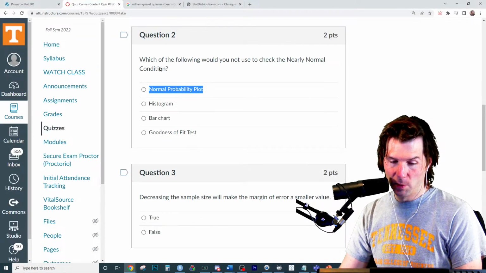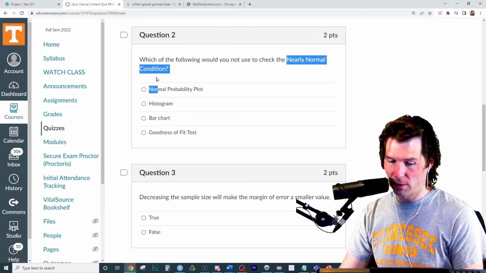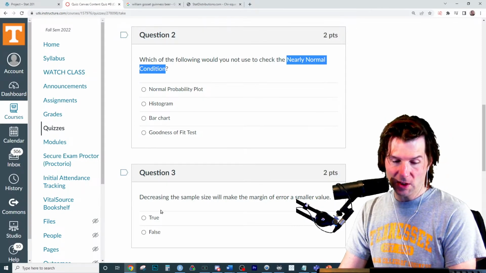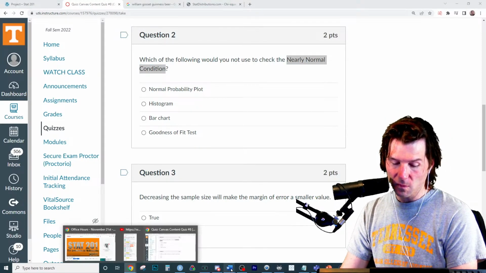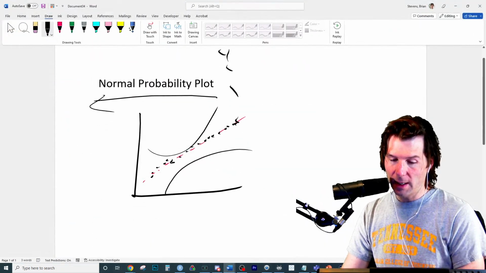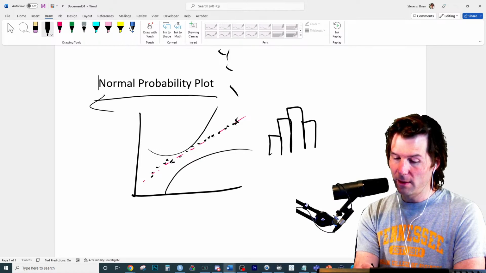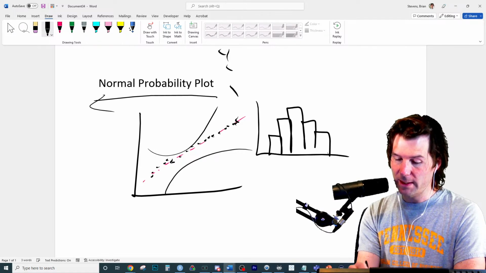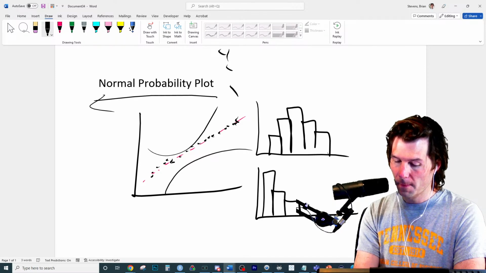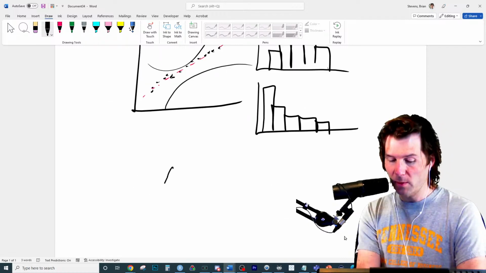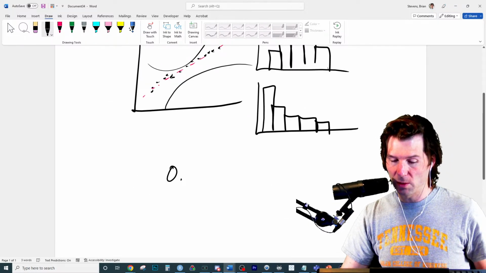So it says, which of the following would you not use to check the nearly normal? Well, normal probability plots are used for that. We also have a histogram. When we think about what a histogram does, a histogram is going to be a univariate way to visualize data, and we can see if a histogram is normal or not normal. And also we have what is called a goodness of fit test. It comes back with a p-value associated with it.